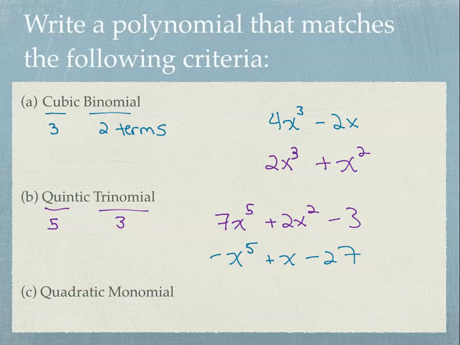Okay, the last example here is a quadratic monomial. Quadratic refers to something with a degree of 2. Monomial means it has 1 term. So something with a degree of 2 and with 1 term would be something like 5x squared. That's one example of a quadratic monomial. Another one would be maybe negative 7x squared. It's another quadratic monomial.